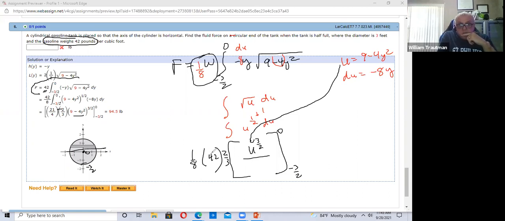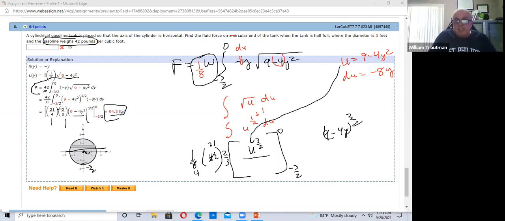Yeah, 21/4, these reduced by 2. So now we have the 21/4, we have the 2/3, we have the 9 minus 4y squared to the 3/2. And then we integrate it here. I'm not going to put the numbers in there, but you put the 0 in there, and then you subtract and put -3/2 in there, and you should get something like this.